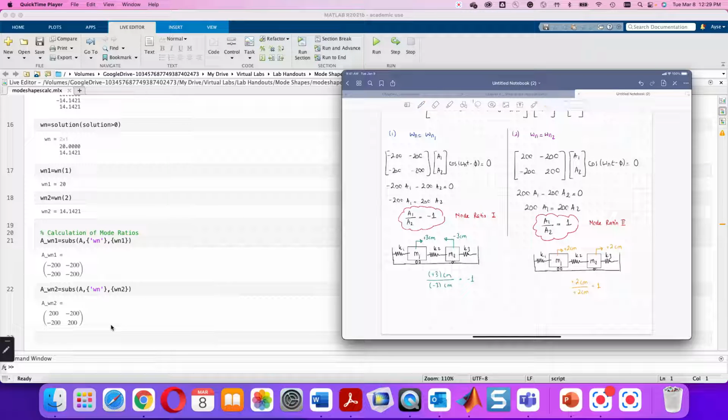If you displace the carts by the same displacement in opposite directions, both of the carts will start oscillating at the same frequency, and this frequency will be omega n1. And if you displace the carts by the same displacement in the same direction, then both of the carts will start oscillating at the second frequency. And this is the summary of mode ratios.